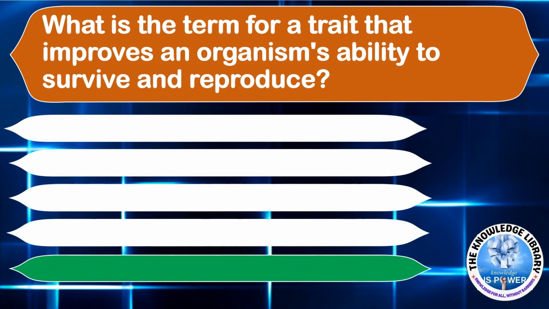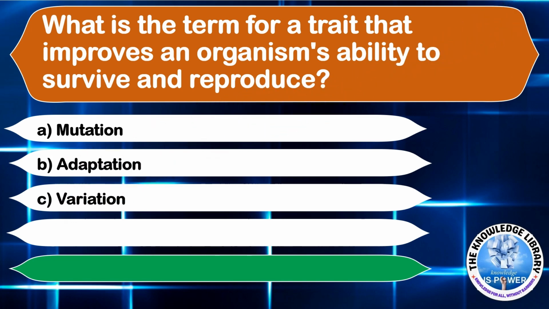The next question is, what is the term for a trait that improves an organism's ability to survive and reproduce? Option A, mutation. Option B, adaptation. Option C, variation.